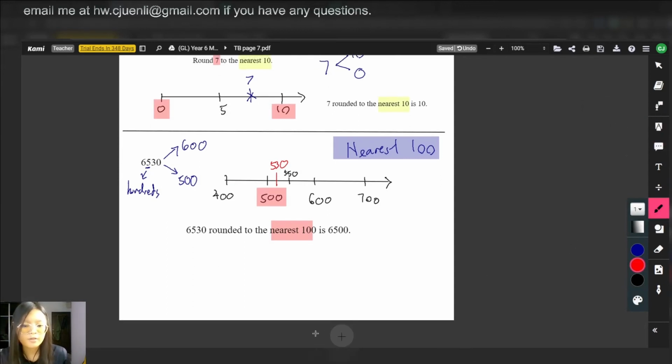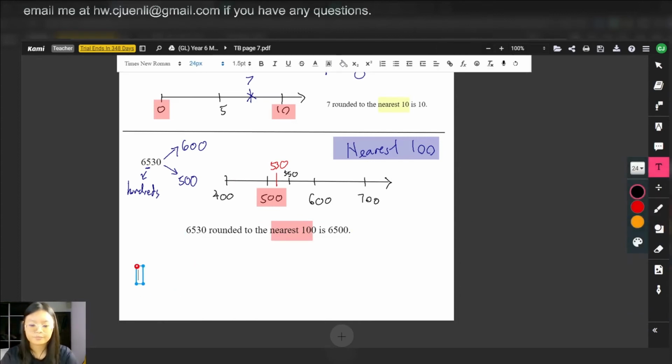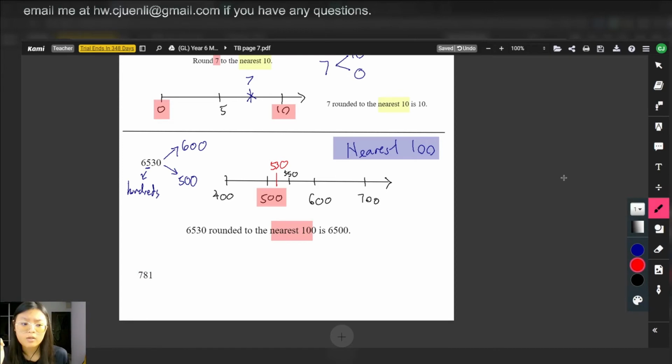So if you're still confused, I'm going to show you one more example so you can have a look at it. Let's say you have 781. All right, so 781. Now, for this case, in your units or ones, you have a number already. So same thing as just now. You can ignore the 6, and this time we're gonna ignore the 1. We're just gonna change it to a 0.